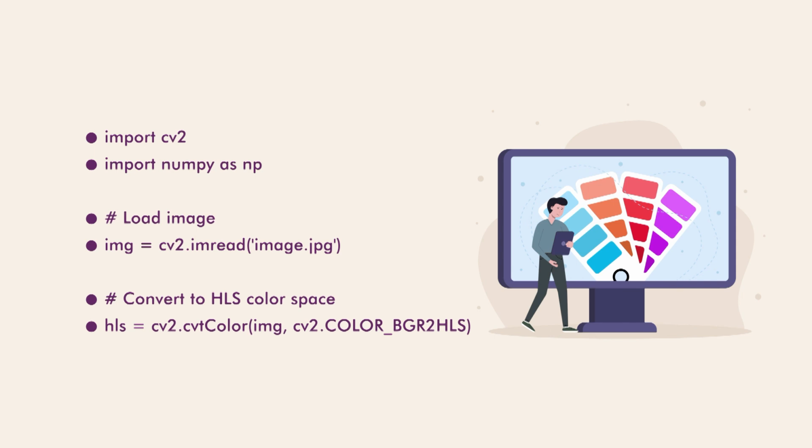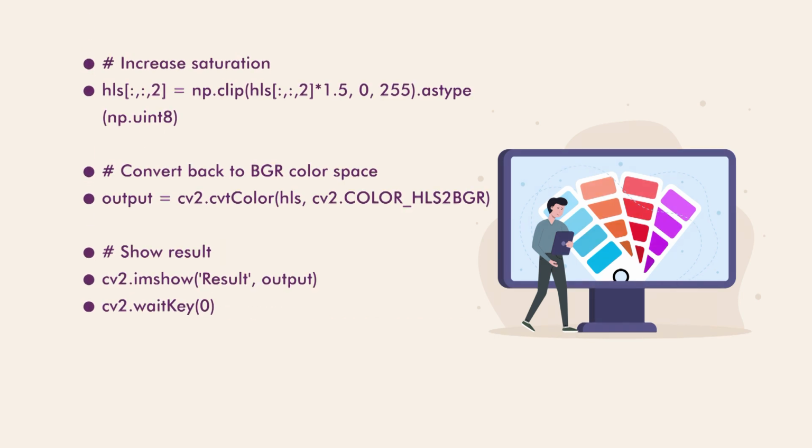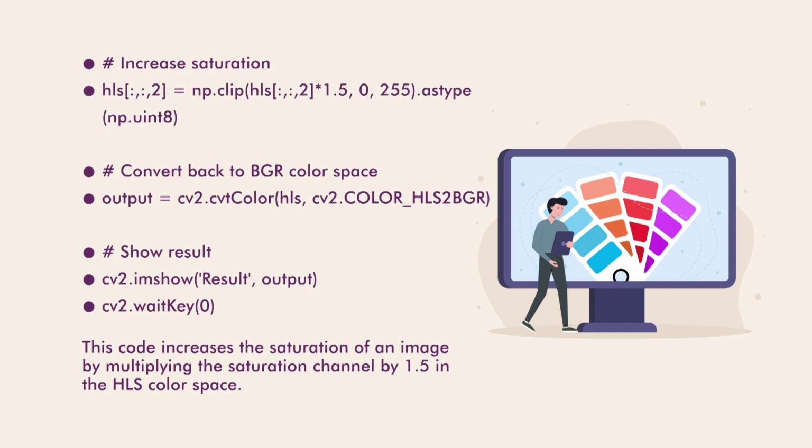In this code, first of all, we have to import the libraries according to the requirement. After that, we have to load the image in a particular format. Then we have to convert to HSL color space, which is our primary goal. Then we have to increase the saturation, convert back to the BGR color space, and show the result by imshow. So, this code increases the saturation of an image by multiplying the saturation channel by 1.5 in the HSL color space, which is a different color space.